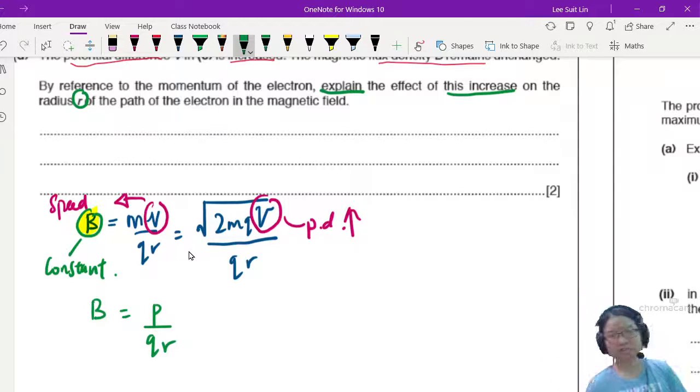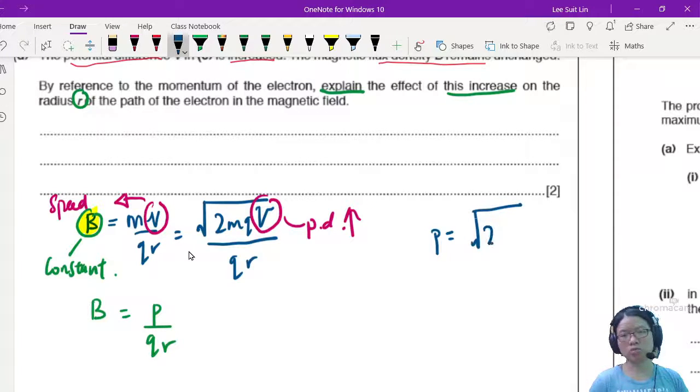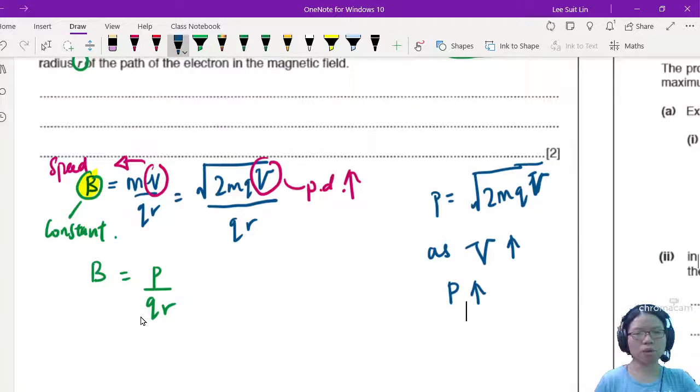Okay, so I think the first order of business is to remember that the momentum in part B is equal to square root of 2mqv. As the potential difference increases, what happens to the momentum? Momentum also increases. So you stare at this equation. When momentum increases, to keep B constant, R should, pause, think, what do you think? If the numerator is bigger, then the denominator must also become bigger to not change.